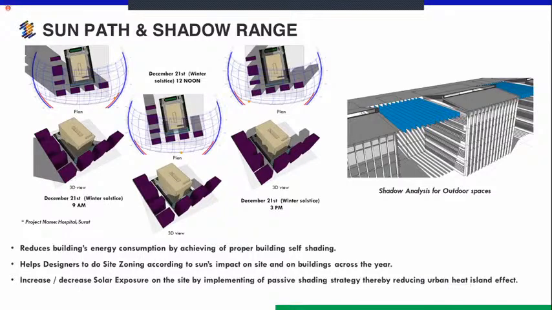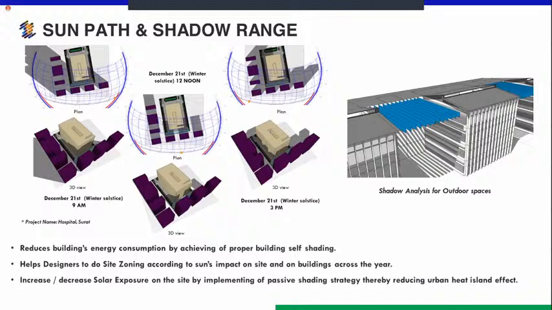So we are talking about the sun path and shadow range analysis. Sun path analysis is one of the analyses an architect starts learning at the schooling level itself. At school we learn about sun path analysis, but we do not do the detailed analysis. We do not serve the actual purpose of the analysis. We draw that the sun travels from east to west, but the benefits are not captured in the analysis.